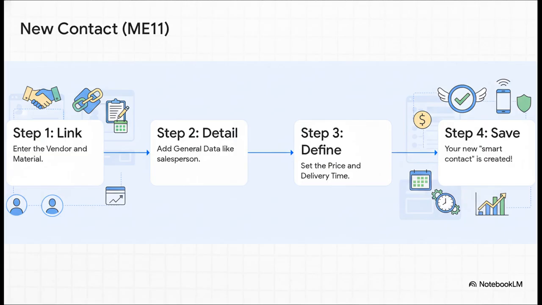First, you link the vendor and the material. Then you can add some general info, like your sales contact. Step 3, you define the really important stuff, the price, the delivery time. And finally, you just hit save. Boom, your new smart contact is officially in the system.